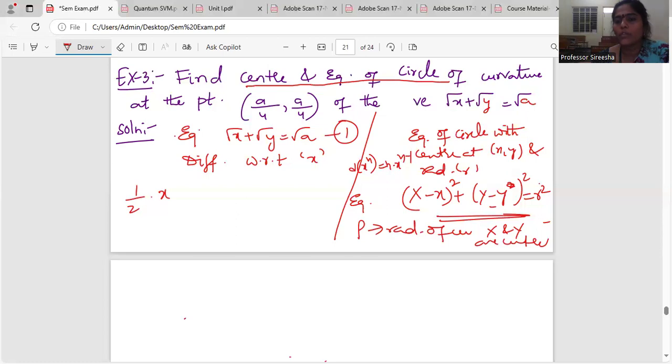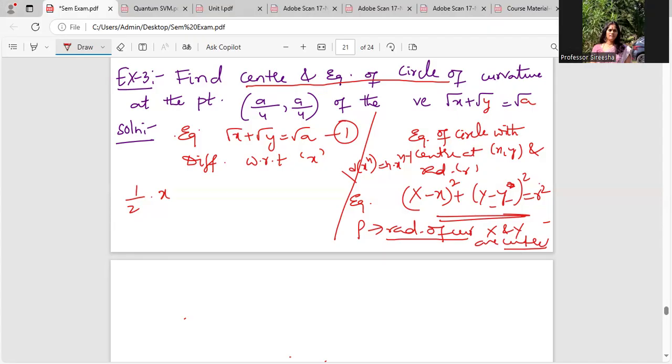Center at small x comma small y and radius small r is (X minus x) whole square plus (Y minus y) whole square is equal to r square. Now here, since we have the curvature, not the curve, it's the curvature of the curve, I'm having the information about the radius of curvature, right? And I'm having the information about the center of curvature as well.